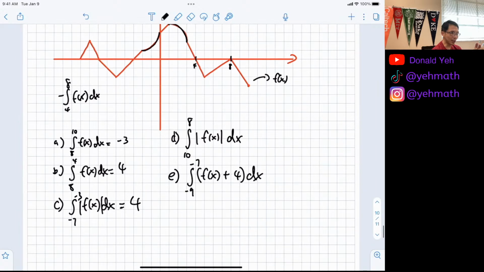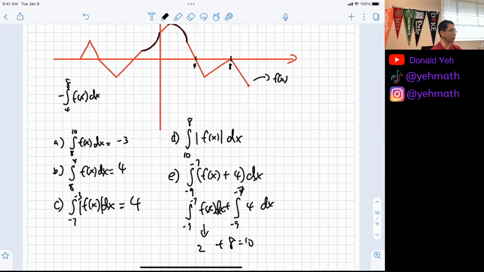The second reason is you can also choose to do this arithmetically. Between -9 and -7 of 4 dx here. If you evaluate this, this we know is 2, but the integration between -9 and -7 is going to give you 8. So it's still 2 plus 8, which is 10. So it doesn't matter which way you look at it, the answer is always 10.